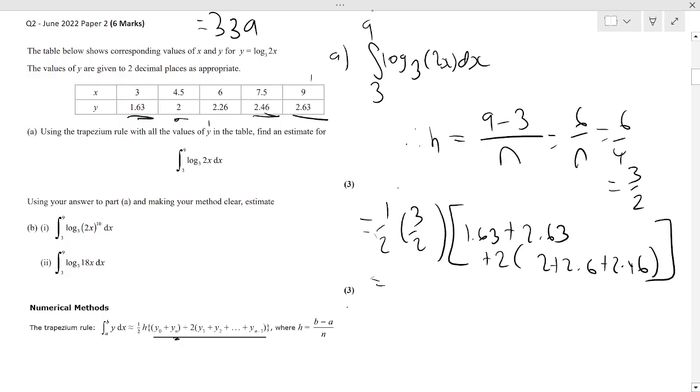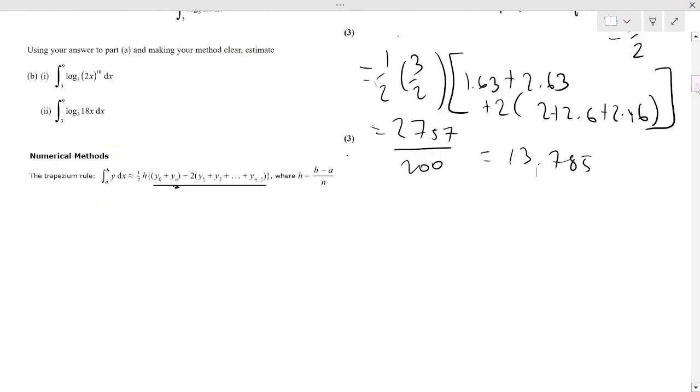That's really just a job for the calculator. So put that into the calculator: half of 3/2, times 1.63, 2.63, and two lots of 2, add 2.6, 2.46. And that should get you this result here: 2757 over 200. You can put that as a decimal if you want, that's completely fine. As a decimal, that would be 13.785. But obviously, at A level, we love fractions, so just leave it there. Okay, so that's the result.